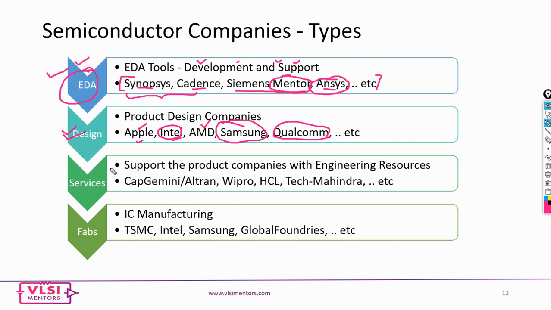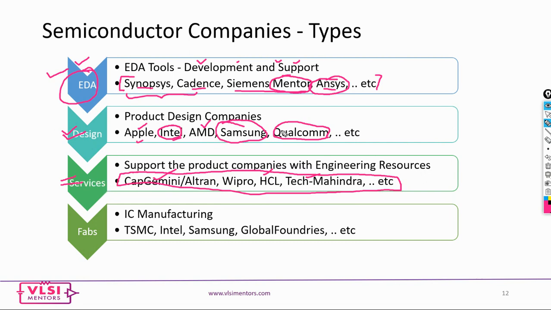The next one is something called services. Any software company, say TCS, Wipro, Capgemini, HCL, Tech Mahindra, all of them have VLSI services. All of them have a VLSI division. But when they go hiring in colleges, they may not really hire people specifically for the VLSI division. They hire through scheduled drives and things like that. Now, what does this service mean?